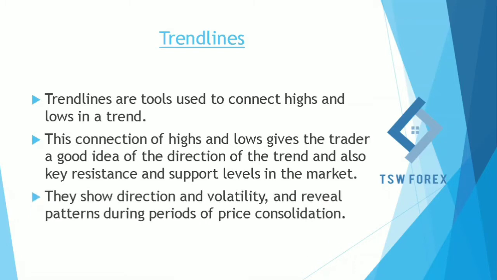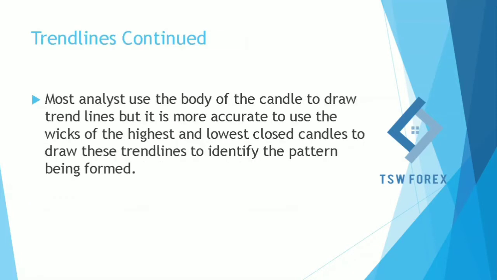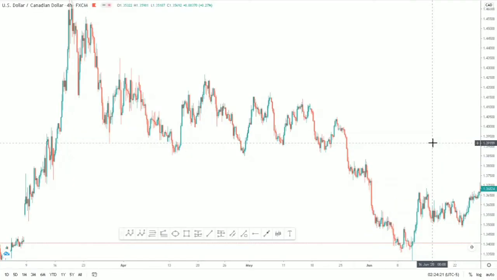They show direction and volatility and reveal patterns during periods of price consolidation. Most analysts use the body of the candle to draw trend lines, but it is more accurate to use the wicks of the highs and the lows of closed candles to draw these trend lines to identify the patterns being formed.